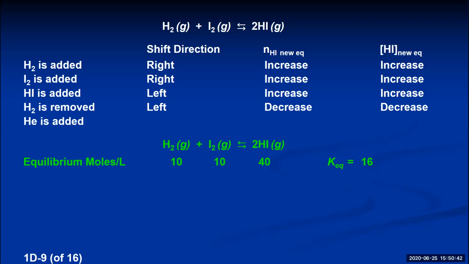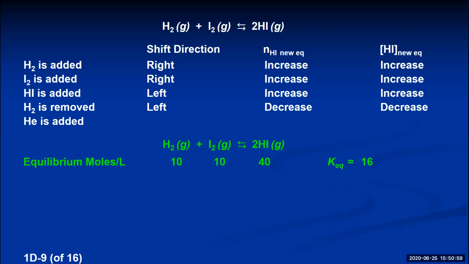Let's look at this. What if we add helium to the container? How will that affect my 3 equilibrium molarities that I have below in green, 10, 10, and 40? And the answer is helium doesn't affect any of those. They aren't in the equilibrium. There is no helium in this reaction.